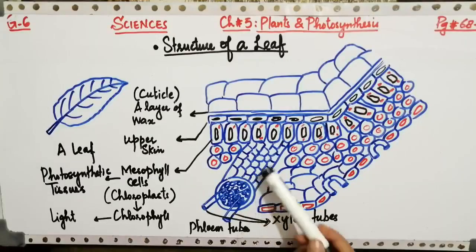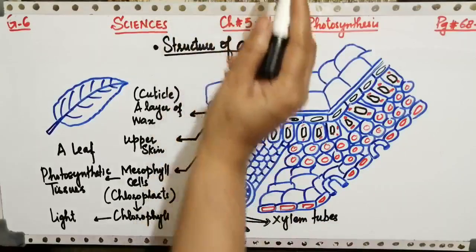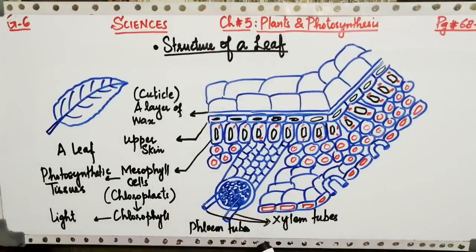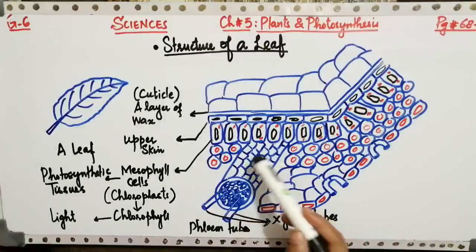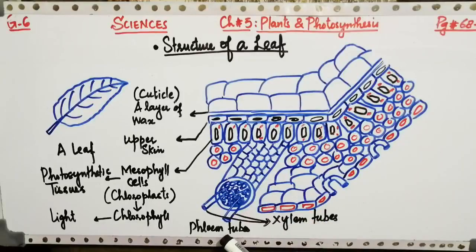Now along with it, you can see this structure inside the leaf. And what is this structure normally responsible for? Actually this full structure is called the vascular bundle, and this bundle of cells contains two types of tubes or tissues, collectively called xylem and phloem tissues, or individually xylem tubes and phloem tubes.